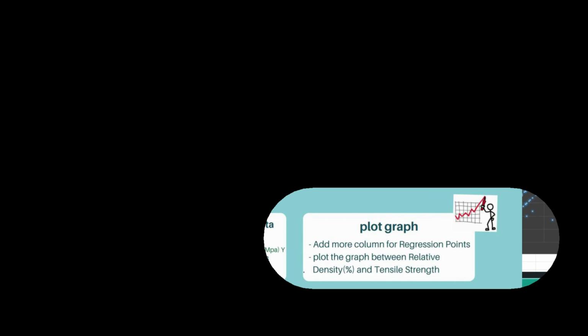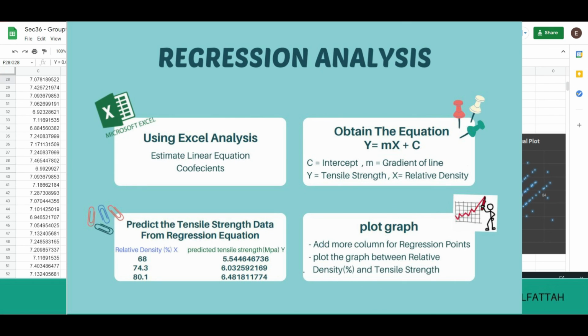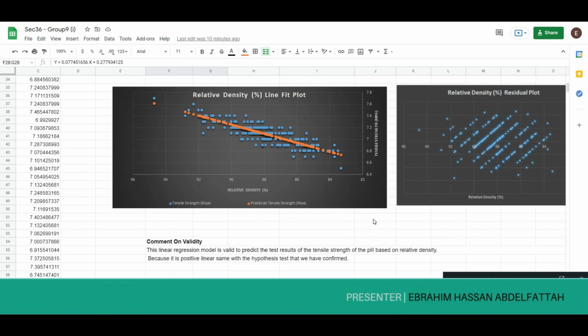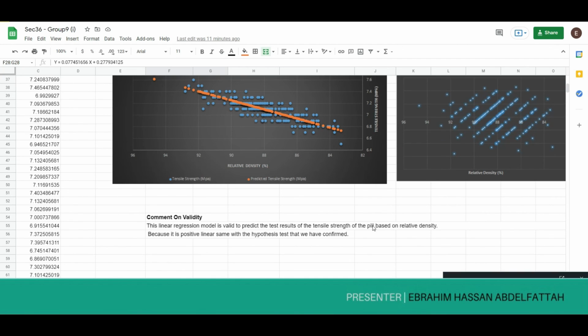And finally you get the graphs of the line fit plot and residual plot, which show that there is a strong linear relationship between x and y, which are relative density and tensile strength. And for the validity, this linear regression model is valid, so we can predict the tensile strength based on the relative density of the pair.